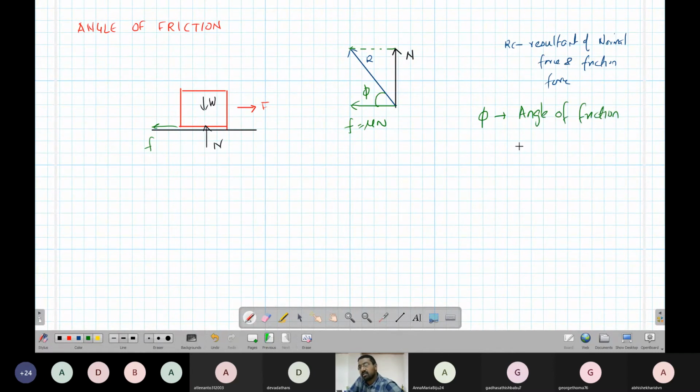So this is a very basic definition. You have to know this. Now how do you find the angle of friction? Finding the angle of friction is simply straightforward. If you see tan phi, you will get opposite by adjacent.